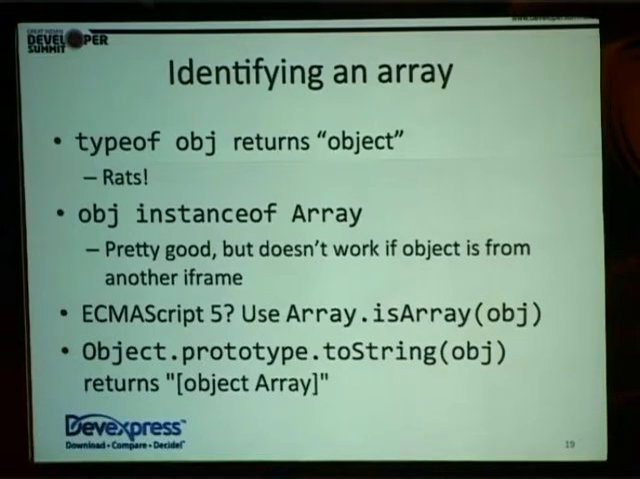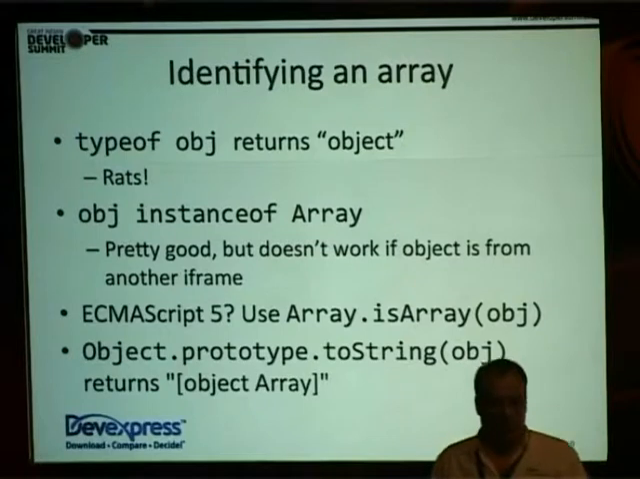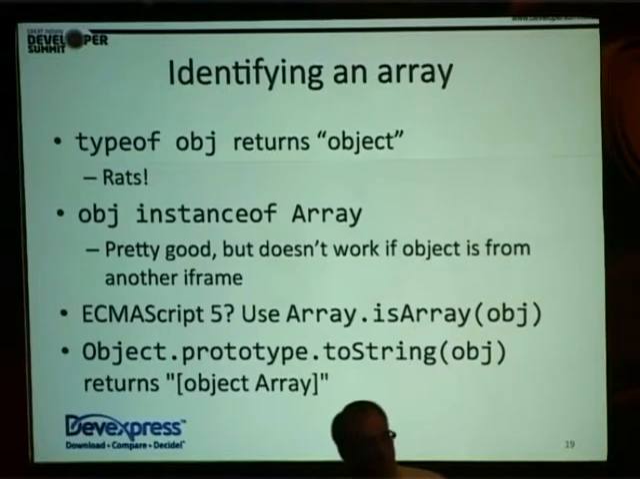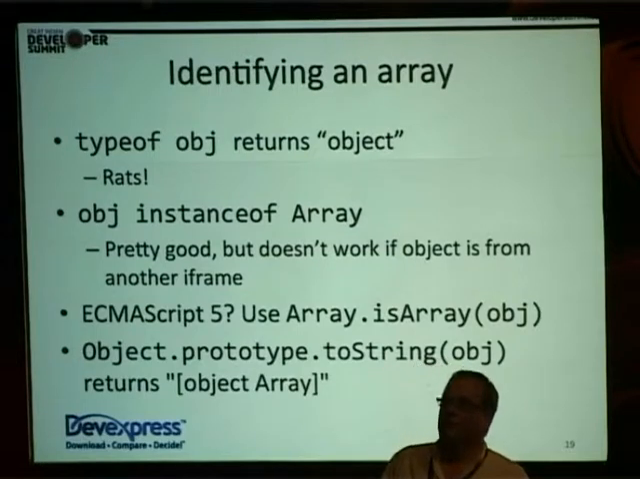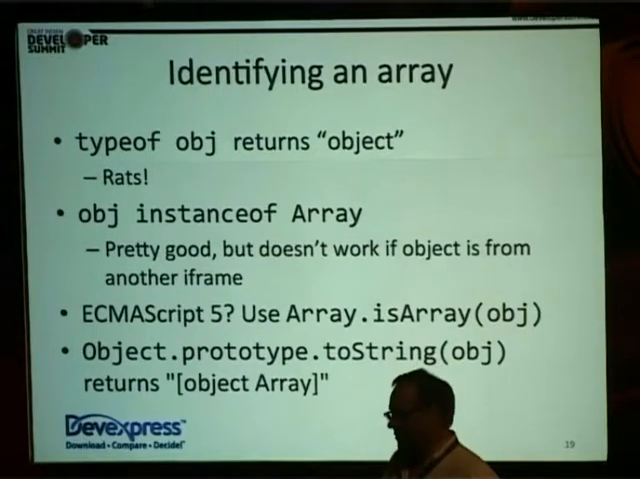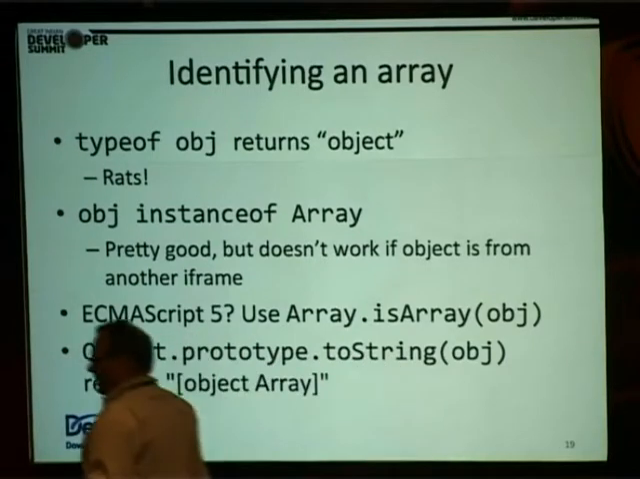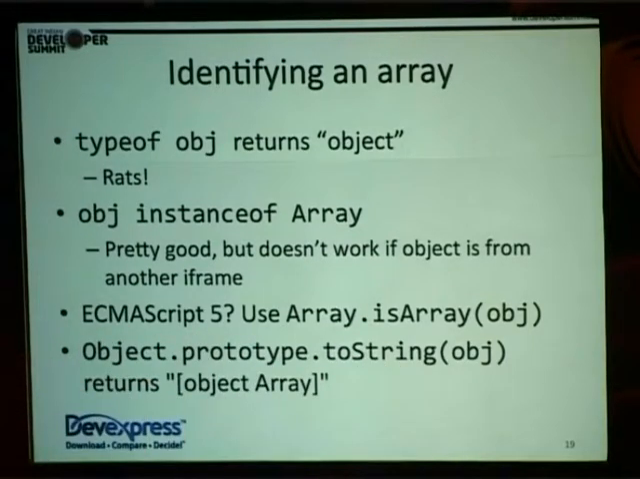ECMAScript 5, the latest JavaScript, you can actually use the method Array.isArray, which returns true or false. Up to now, JavaScript libraries have used this weird bit of code: Object.prototype.toString of the object. If it returns "object Array" in square brackets, then it is an array. That's actually defined in the standard. A very weird bit of code. But we'll soon all be using the latest JavaScript, so we won't mind.